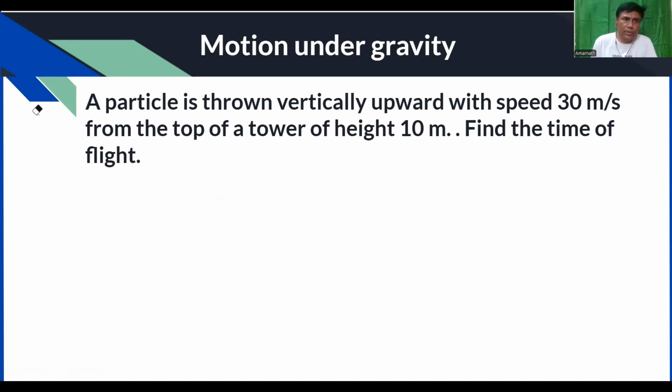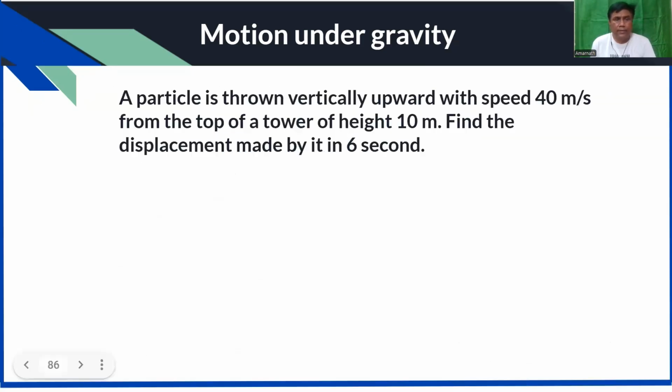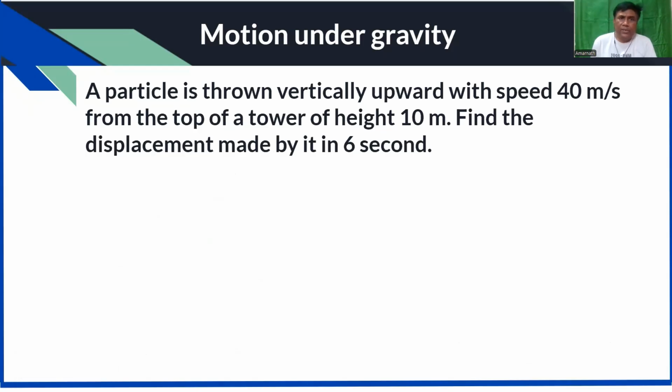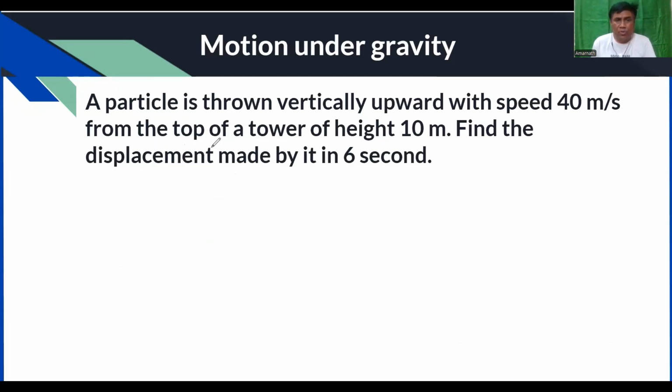The next question will be a little bit similar. A particle is thrown vertically upward with speed 40 meter per second from the top of a tower of height 10. Find the displacement made by it in 6 seconds.